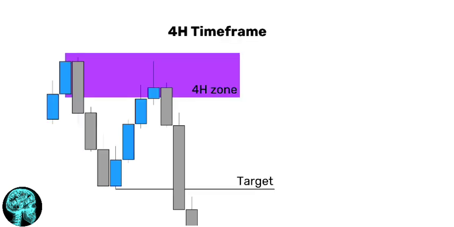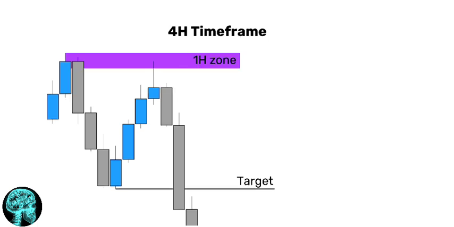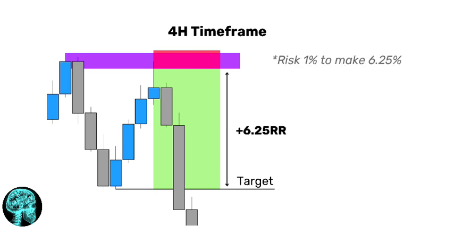If we take it back to the 4-hour time frame, our 4-hour zone refined to the 1-hour zone would look like this, meaning our position would look like this. Same exact trade, same exact target, same selling area, but because we refined, we turned that 1.9 risk reward trade into a 6.25 risk reward trade, which means you're risking 1% to make 6.25%. You're risking $1 to make $6.25 in return.